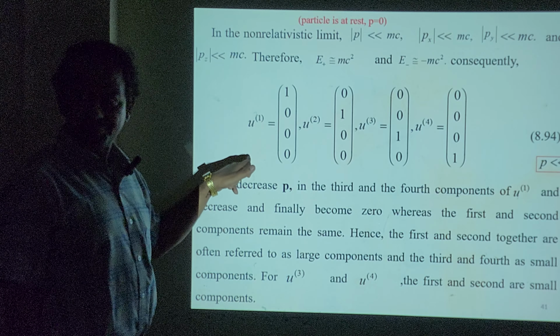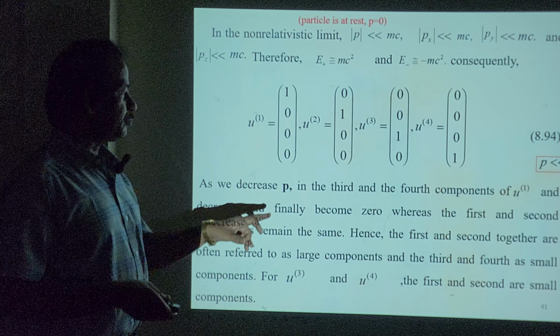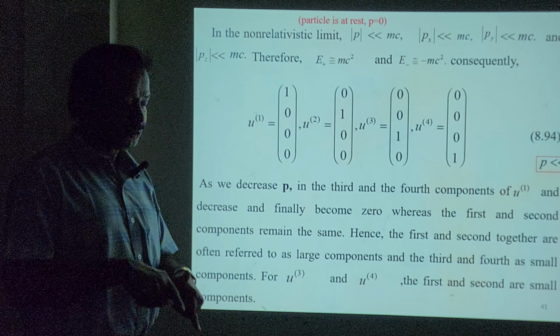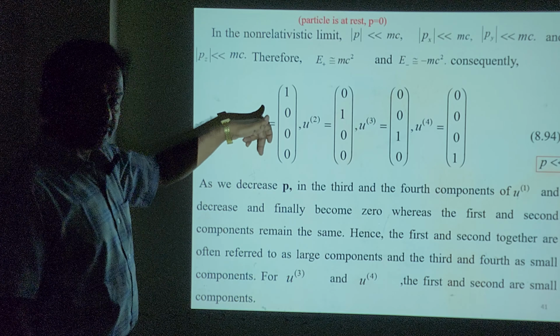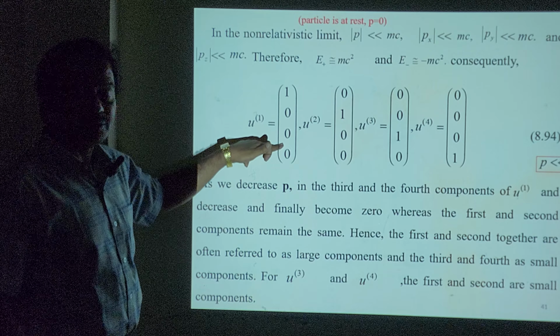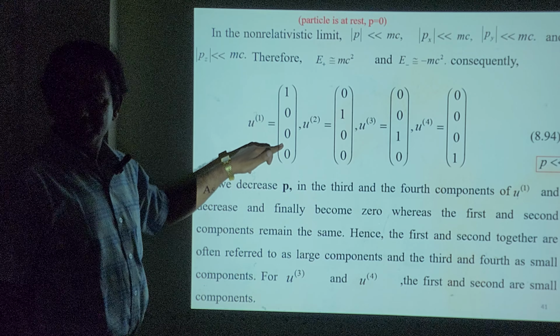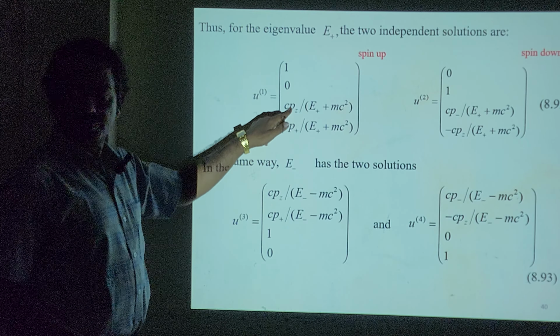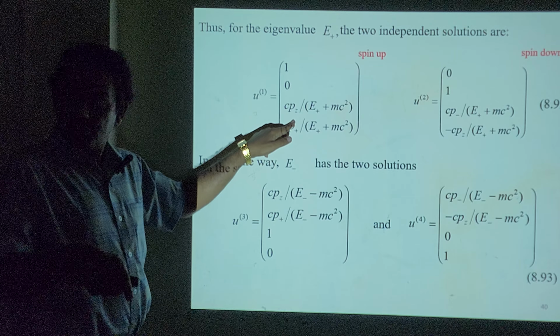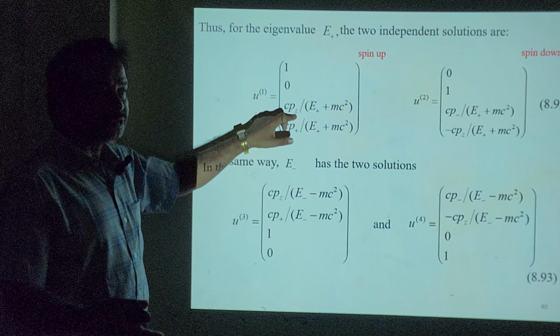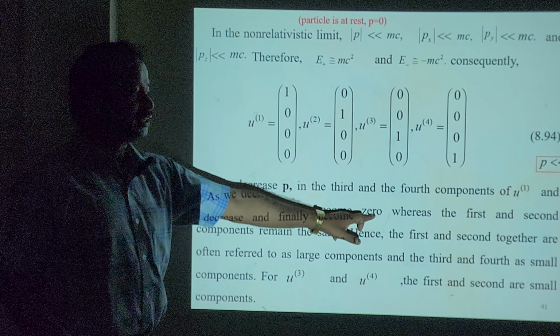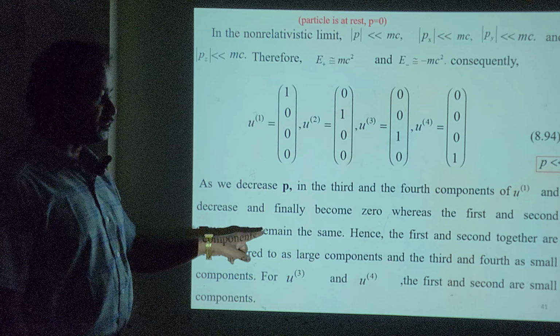Is it okay? As we decrease P tends to 0, the third and fourth components of U1, U2 will also decrease, and finally will become 0, because Pz tends to 0. So Pz tends to 0 means Pz equals 0, so this will become 0. So 1, 0, 0, 0. Finally it becomes 0, whereas the first and second components remain the same.